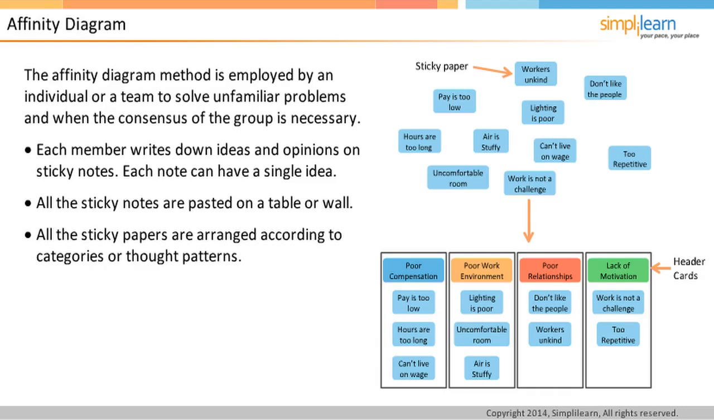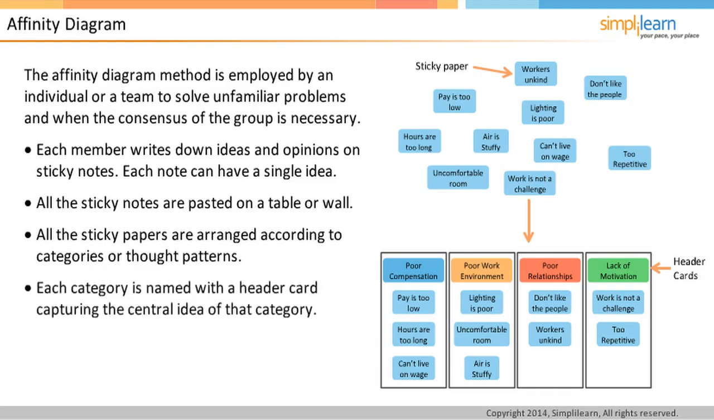In case a particular idea is good to go into more than one category, it is duplicated and added to several categories. After the arrangement is done, each category is named with a header card. The header card captures the central idea of all the cards in that category and draws a boundary around them. Poor compensation combines ideas like low pay, long working hours, and complaints about wages.